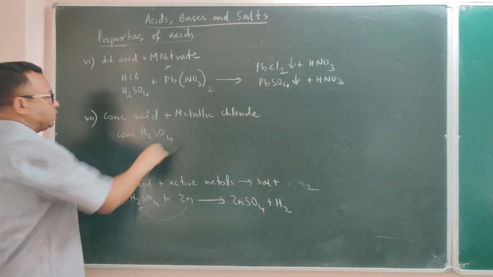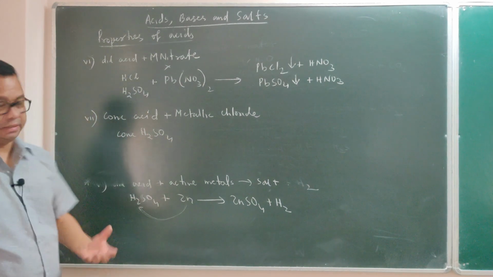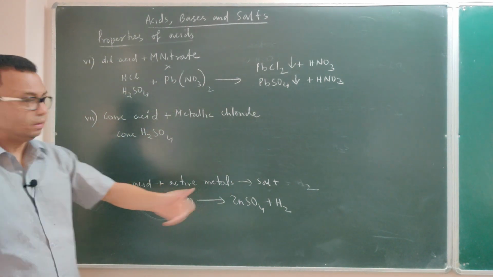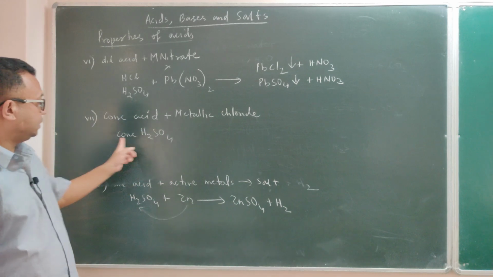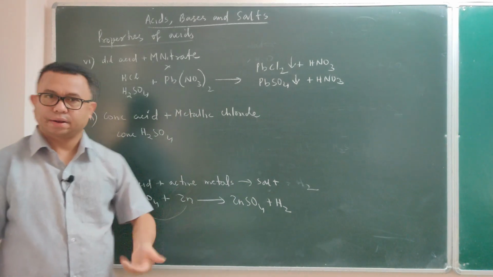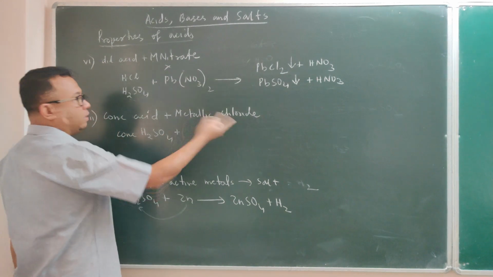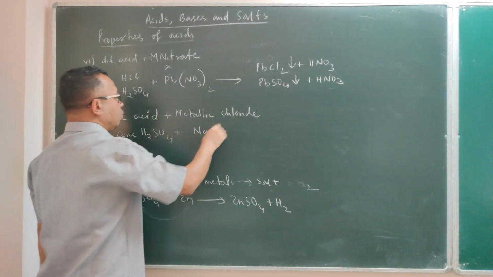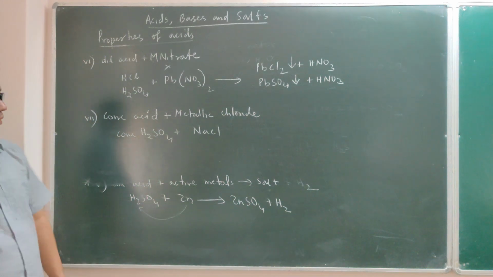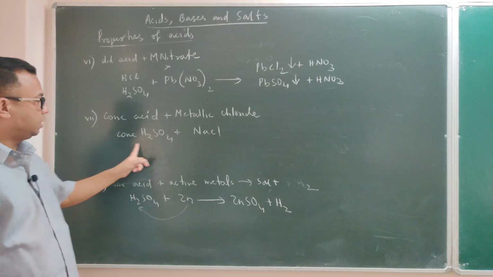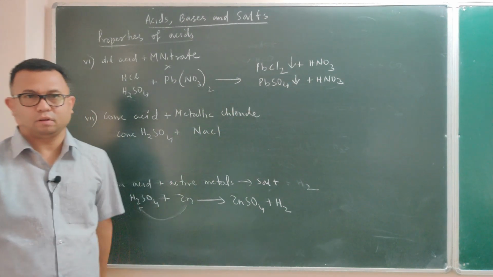Whenever concentrated acid reacts with metallic chloride, you'll see this as the lab preparation of nitric acid and hydrochloric acid. This reaction is what you'll see in the hydrogen chloride chapter as well as in the nitric acid chapter, as the method of preparation of nitric acid and hydrochloric acid. So concentrated sulfuric acid, when reacted with, let me take one metallic chloride here, sodium chloride. Others will not react. This is a specific concentrated acid with this particular metallic chloride.